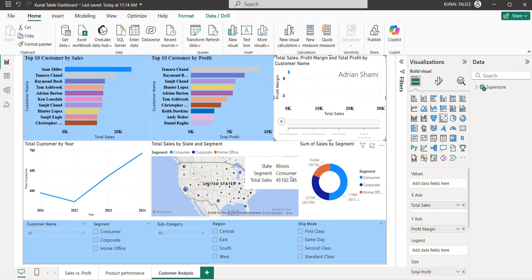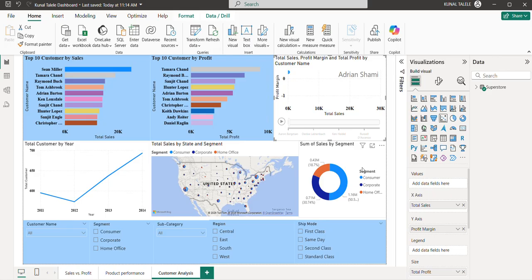Now moving on to the next, that is a donut chart showing sales distribution by customer segment. The consumer segment contributes the highest share, around 50%. Corporate segment makes up a significant part as well. Home office is the smallest but still meaningful. This helps us understand which customer groups drive revenue and where we might focus retention or marketing strategies.